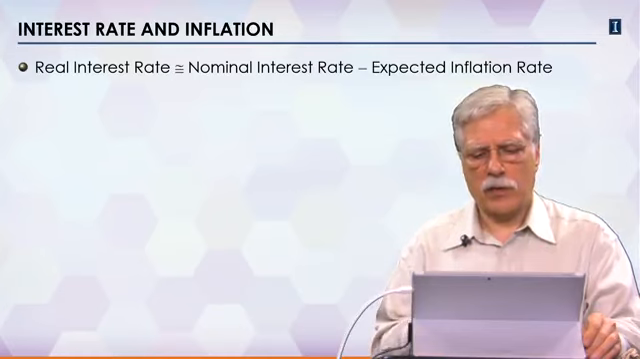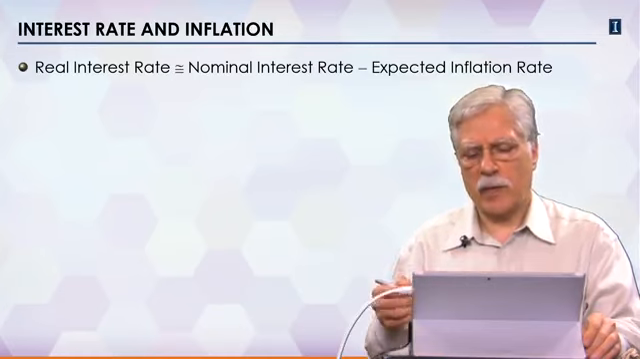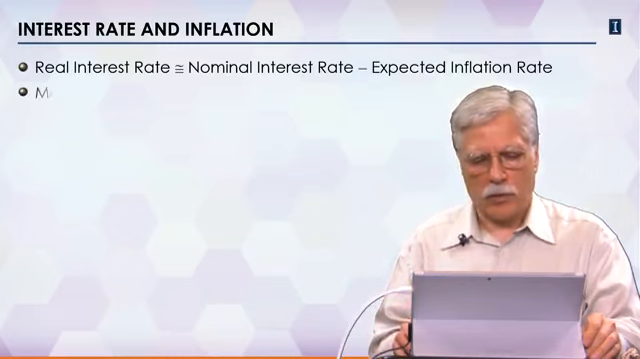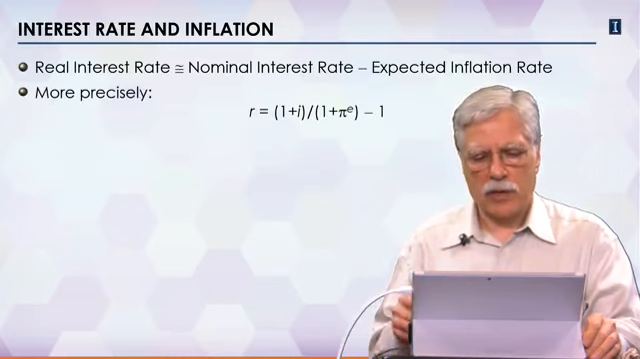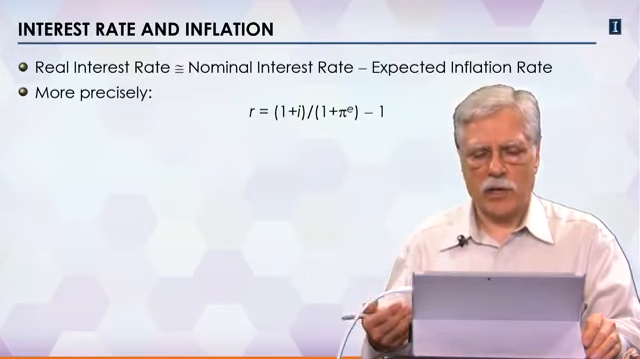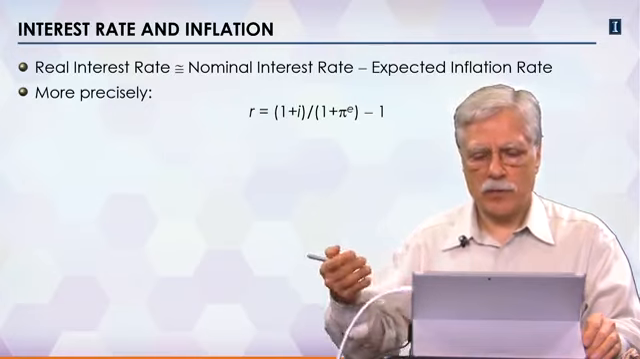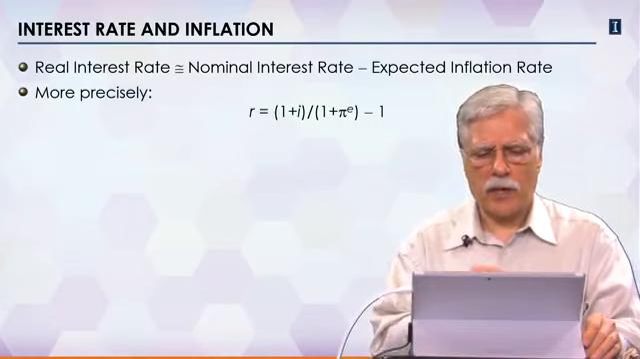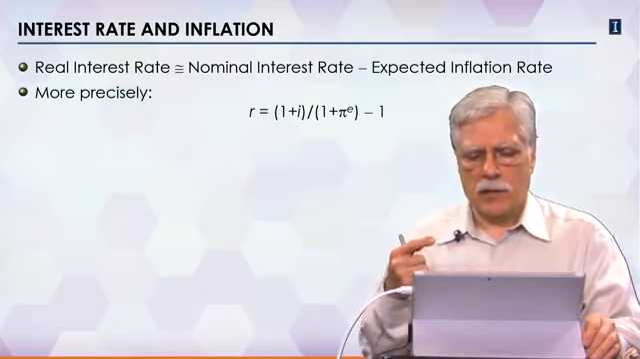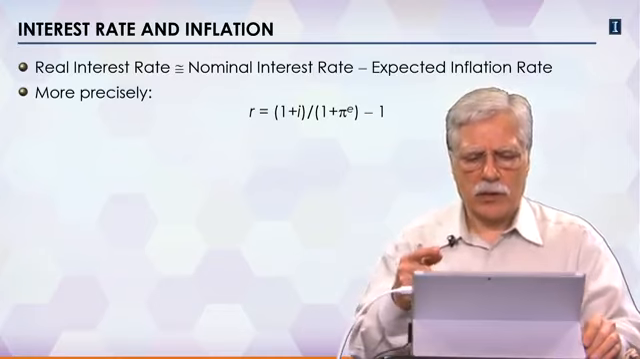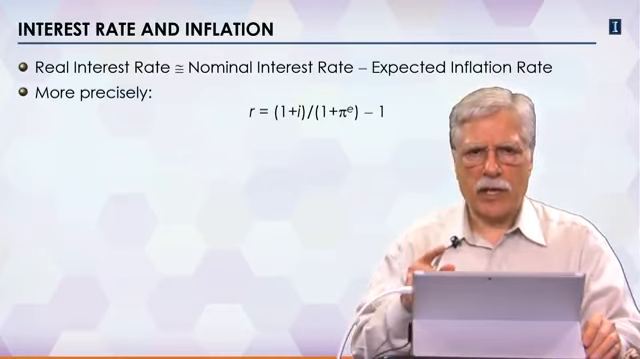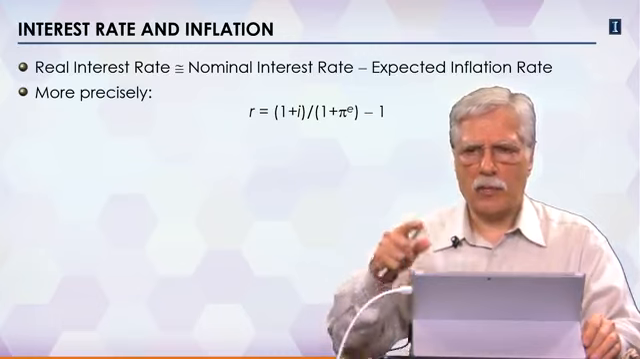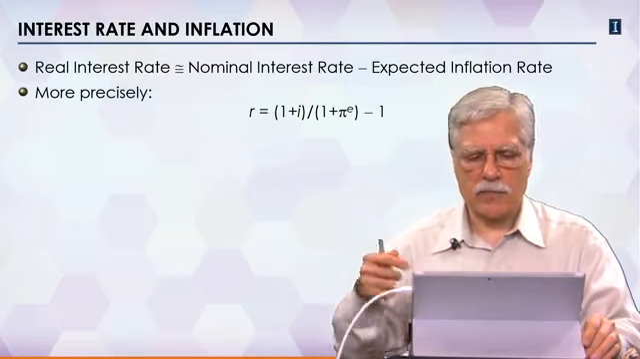To understand the relationship between interest rate, money, and inflation, let me start with a definition of the real interest rate, which is the nominal interest rate minus expected inflation. Or more precisely, the real interest rate, represented by lowercase r, is equal to 1 plus the nominal interest rate, the interest rate you get in the market, divided by 1 plus pi e. The reason why we have 1 plus pi e is that, suppose some product has a price of $1 right now and you expect it to be $1 plus pi e. That's expected inflation.